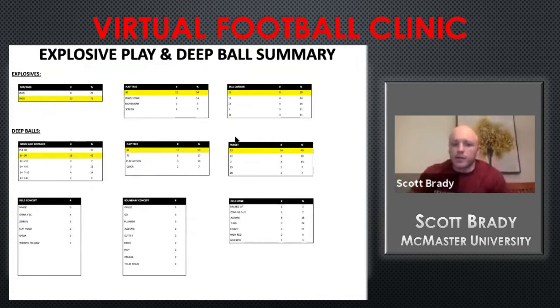Right. And again, if you look at the targets for their deep balls, number 13 had 14 deep ball targets. Their next best guy had 6. And then their next best guy had 4. So he's again getting twice as many deep balls as anybody else on the offense. He's getting half of the deep balls that they've thrown all year.